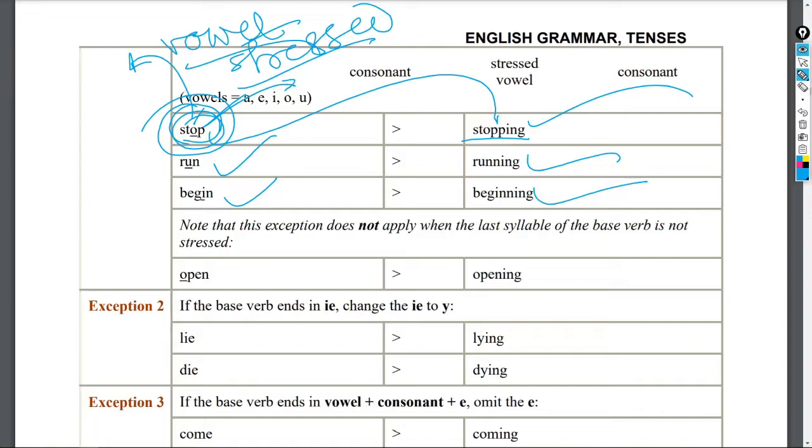So in this way, when you are very much conversant or when you know the rules very well, then there will be no mistake at all. So many times what happens is, there is this form, where the base verb ends in IE. In this form, change the IE to Y. Suppose lie, from there lying. Die, dying. Alright.